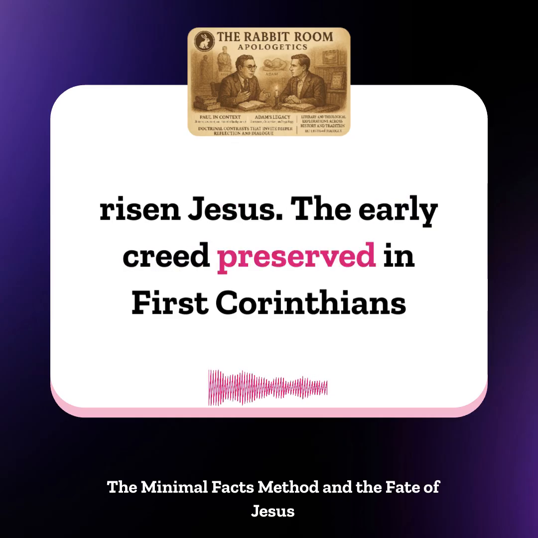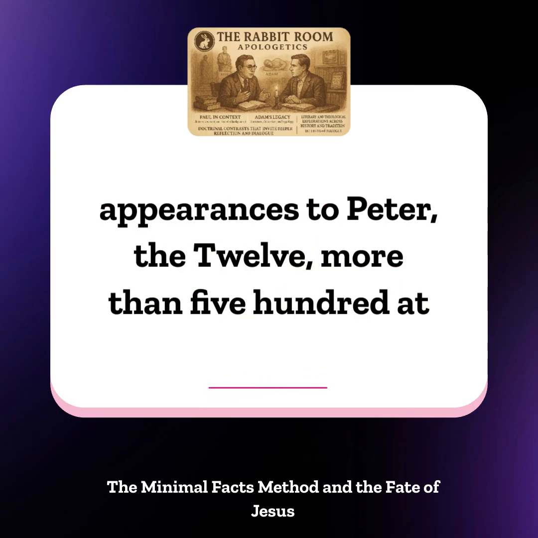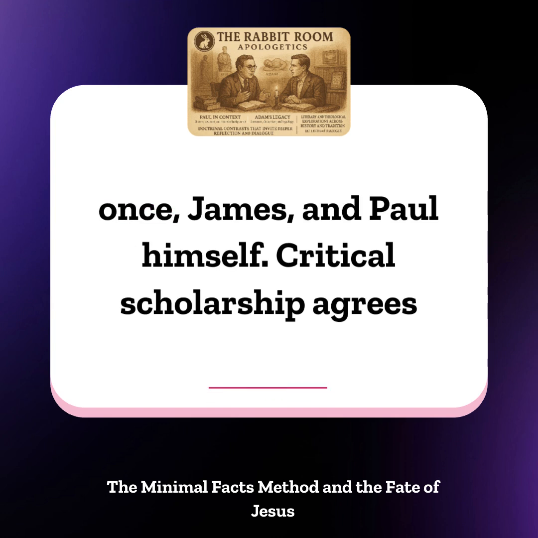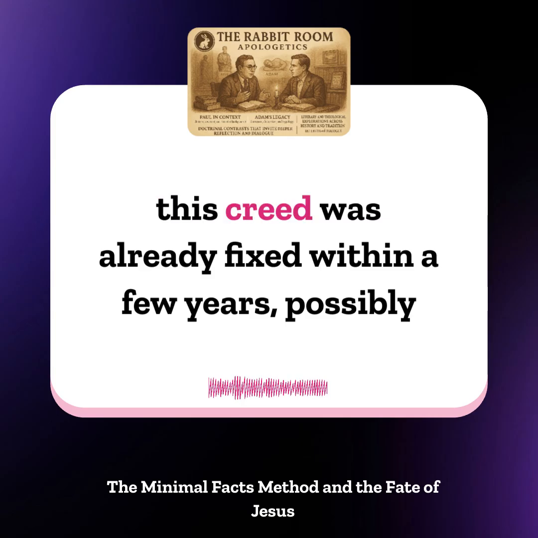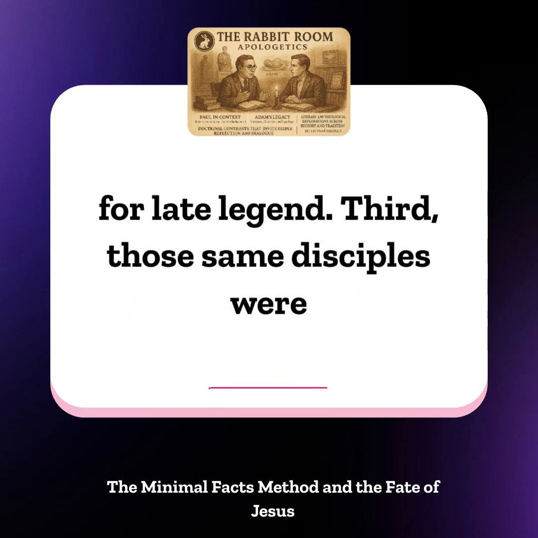Second, the disciples experienced what they were convinced were appearances of the risen Jesus. The early creed preserved in 1 Corinthians chapter 15 verses 3 through 8 lists appearances to Peter, the 12, more than 500 at once, James and Paul himself. Critical scholarship agrees this creed was already fixed within a few years, possibly months, of the crucifixion. The time gap is far too short for late legend.